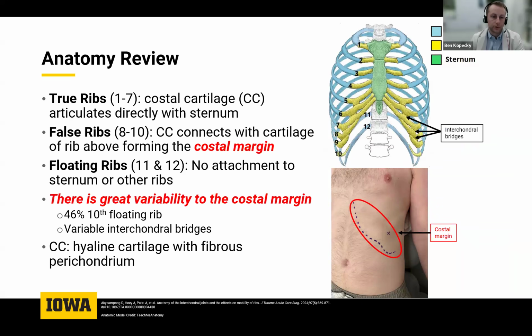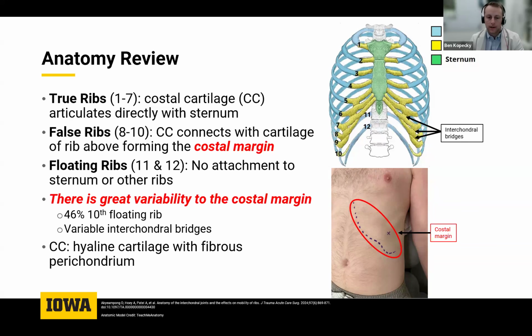So the first 7 ribs are true ribs in that their costal cartilage articulates directly with the sternum. Ribs 8 through 10 are false ribs, where the costal cartilage connects to the cartilage of the rib above, forming the costal margin, which is this complex cartilaginous structure formed by the costal cartilages of ribs 7 through 10 joining together before attaching to the sternum. The bottom 2 ribs are floating ribs because they don't attach to the sternum or any other ribs.